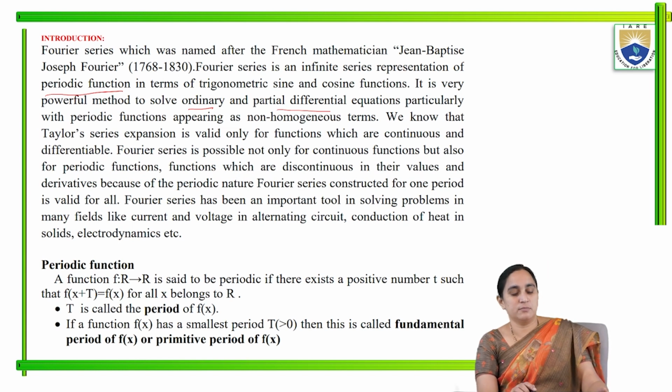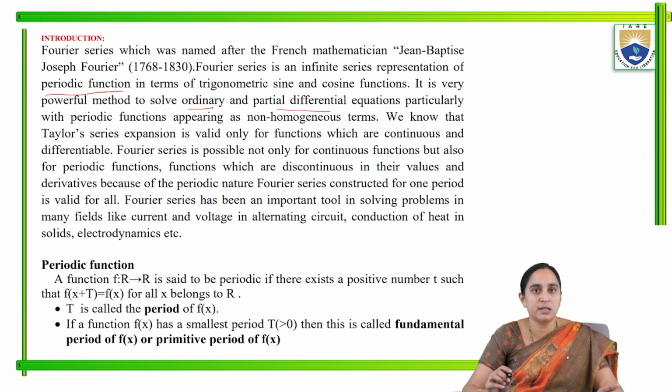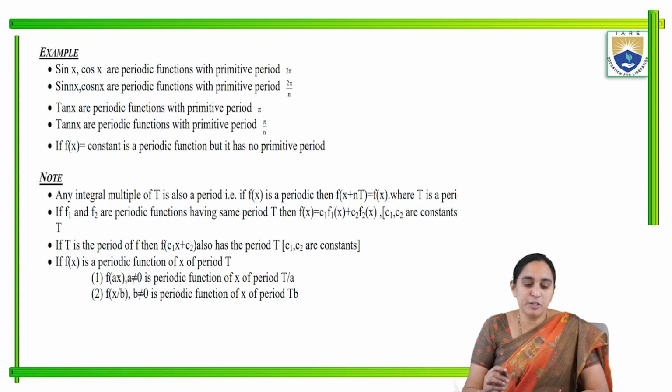What about the definition of periodic? f of x plus t is equal to f of x. If for any value of t we again get the same function, then that is called a periodic function. Here, the smallest period is t greater than 0. The examples: sin x, cos x are periodic functions with primitive period 2 pi.